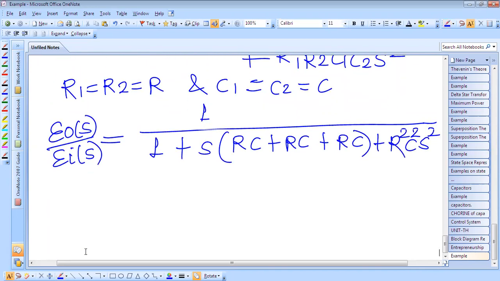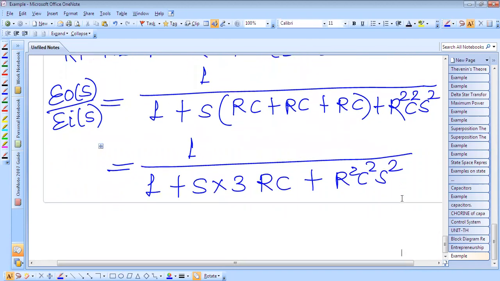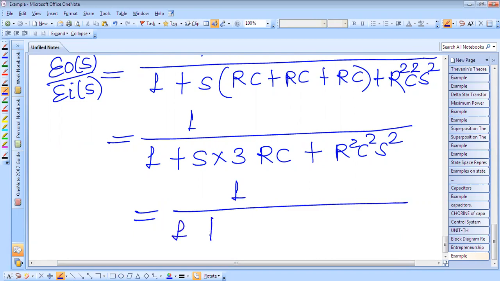Okay, now what is this RC? RC is nothing but your time constant. 1 plus S into this is 3 times RC plus R square C square S square. Therefore, we can further write 1 over 1 plus 3 tau S plus tau square S square.